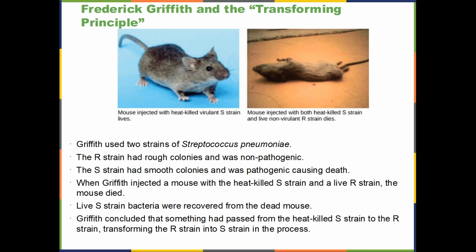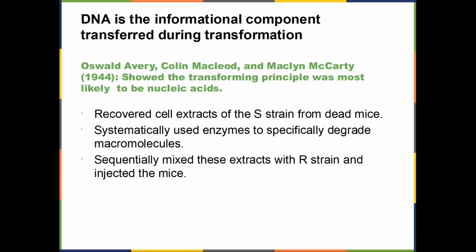So Griffith concluded that something had passed from the heat-killed S strain to the R strain, thus transforming the R strain into the S strain in the process. All right? So we know at this point that there is something that is capable of moving between the bacteria.